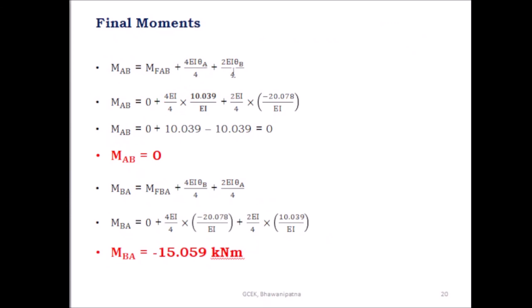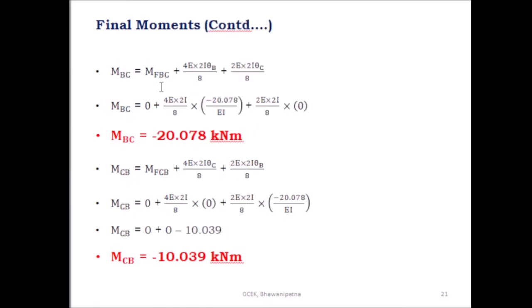MFAB plus 4EI theta A by 4 plus 2EI theta B by 4. Then after putting the values of theta A and theta B, you will get MAB equal to 0. Already you know this is the simply supported end, so MAB is equal to 0. Then MBA is MFBA plus 4EI theta B by 4 plus 2EI theta A by 4. So MBA is equal to MFBA 0 plus 4EI by 4 into minus 20.078 by EI plus 2EI by 4 into 10.039 by EI. Here the MBA value is minus 15.059 kilonewton meter.